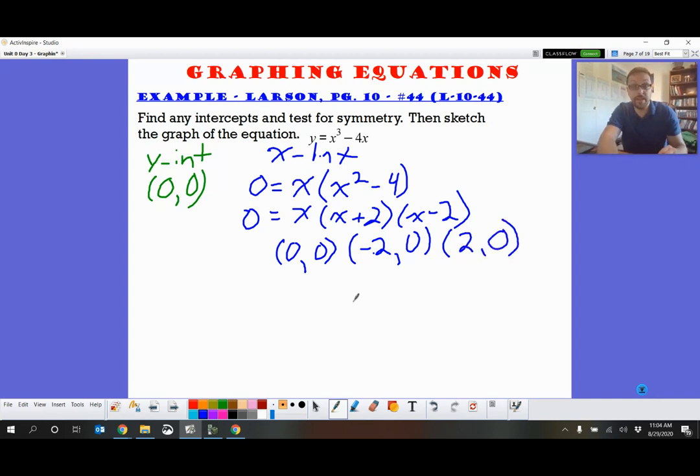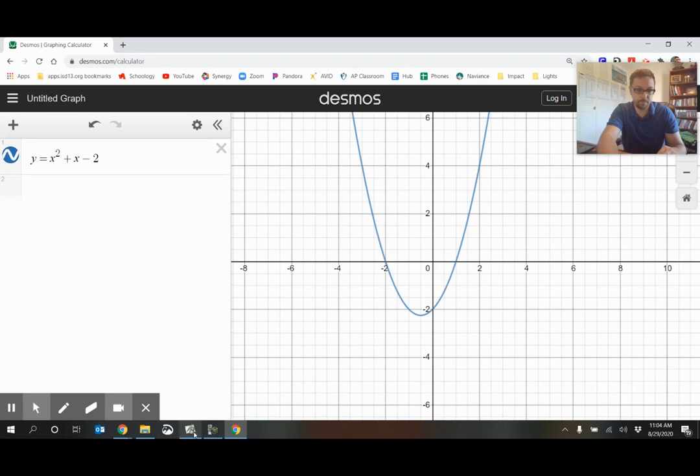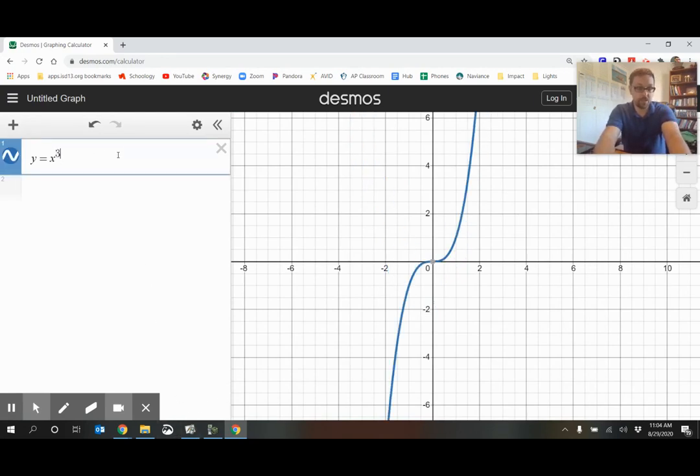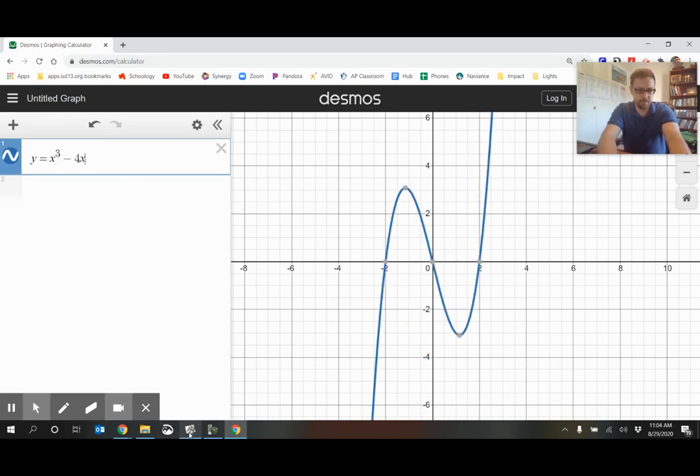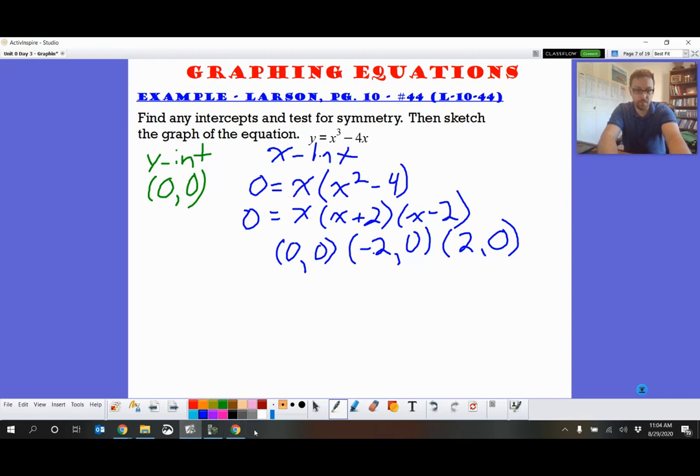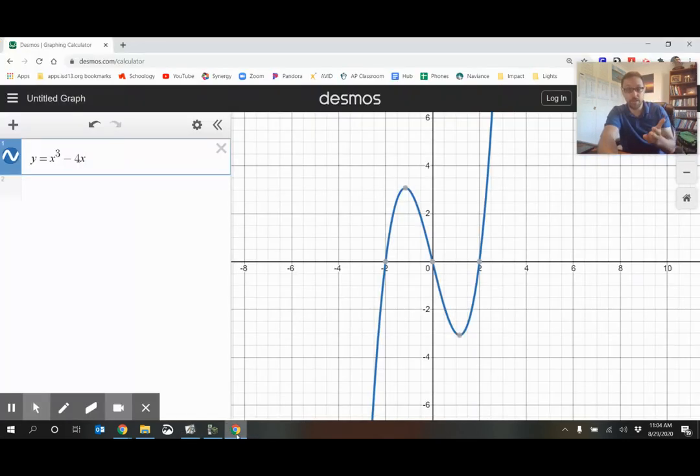Let's just check all that in Desmos first before we do that symmetry stuff. Get rid of this last one. So I need x cubed minus 4x, I believe it was. Let me double check. y equals x cubed minus 4x. All right, great. So there's our nice cubic. We've got our x and y intercept at the origin, and then we've got our other x-intercepts there. Now we want to test this thing for symmetry.